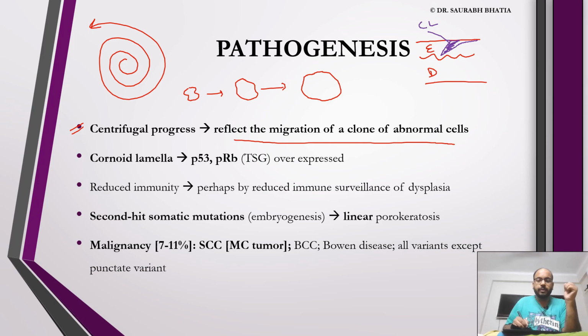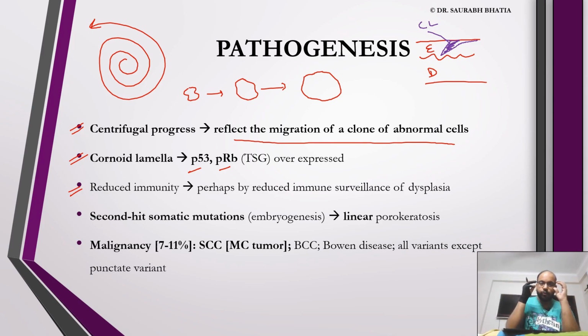Okay, mutations in P53 and the retinoblastoma gene, which are tumor suppressor genes, have been found to be overexpressed in cornoid lamella in multiple studies. Reduced immunity has also been shown to be a reason for porokeratosis. There is an entity known as porokeratosis in immunosuppressed individuals.